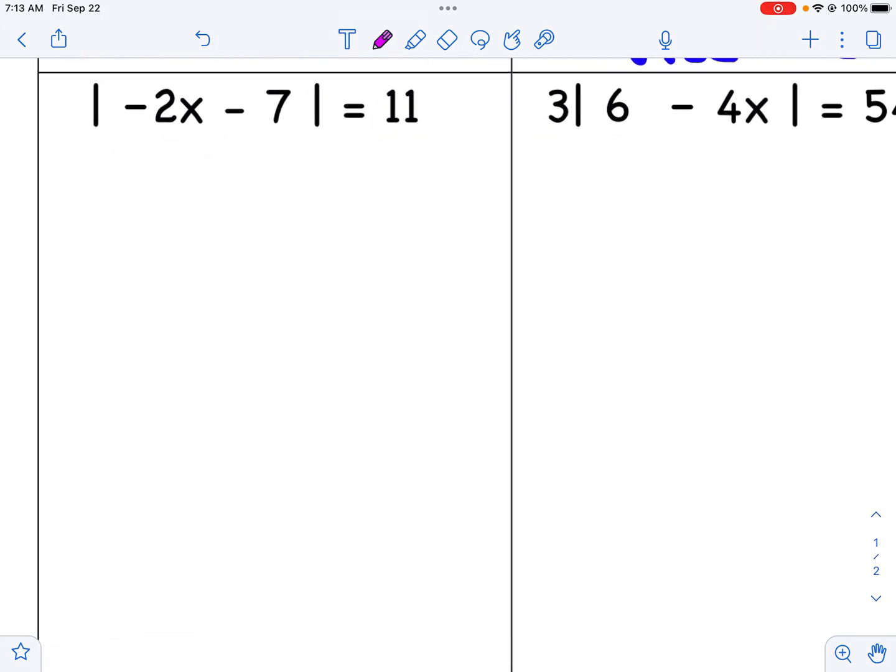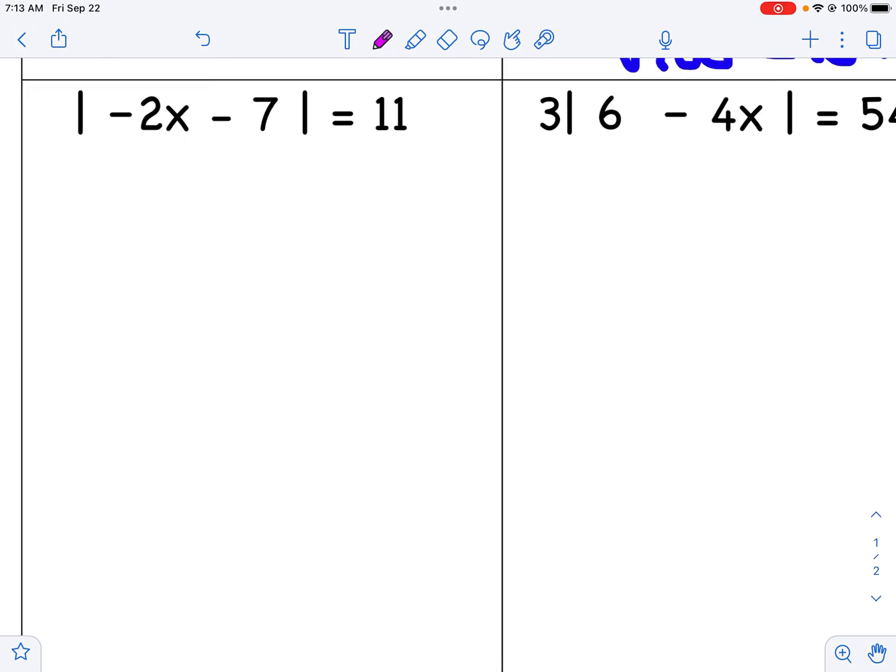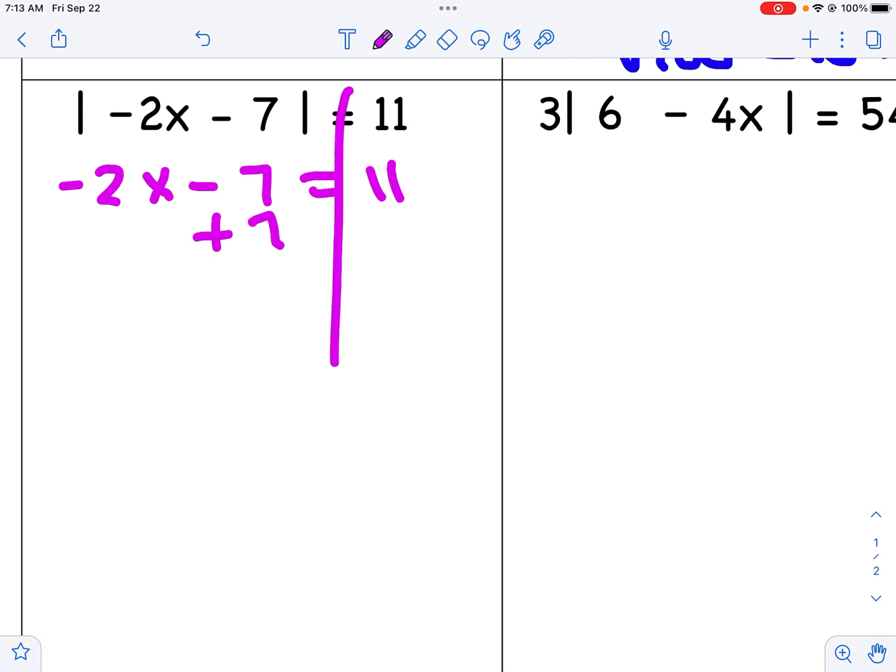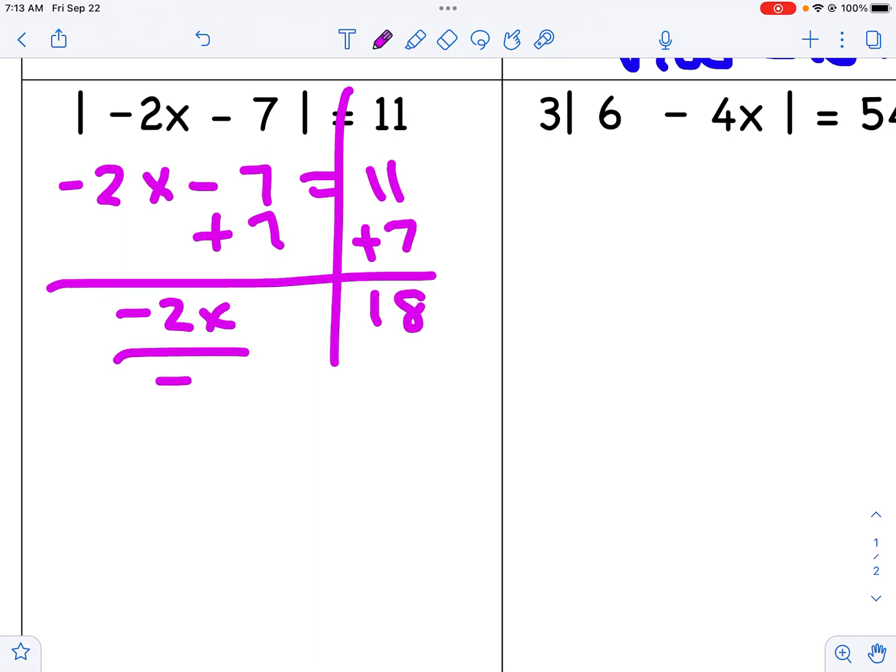The first one I'm going to do is the easiest one, which is to just assume that it is a positive answer. So the absolute value of this, we'll assume really does give us 11, and we're going to solve it. Just a regular algebra problem. And we end up with -9.